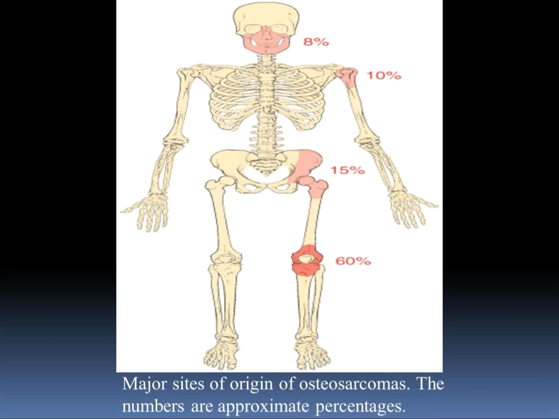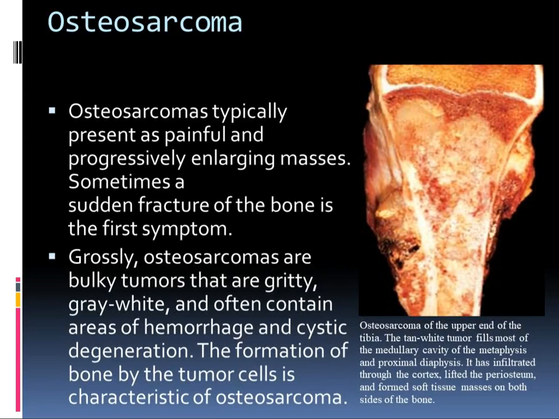So this one, see, 60% are seen in the distal femur and proximal tibia, 15% in the proximal femur, 10% in the proximal humerus, and 8% in some flat bones, jaw, and all these things. Osteosarcomas typically present as painful and progressively enlarging masses. Sometimes they are very fast reacting. After the diagnosis of the primary tumor, within 3 months only it spreads to other parts. So very aggressive.